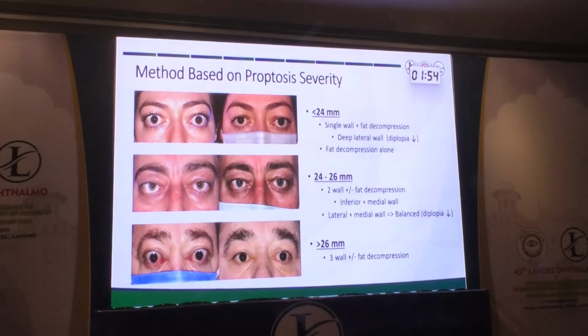The decision for which walls to remove is based mostly on the severity of the proptosis. If proptosis is less than 24 millimeters, we can do a single wall decompression together with fat decompression, and usually we prefer the deep lateral wall to avoid diplopia. If it's more than that, between 24 and 26, we can use balanced decompression. If it's higher than that, we probably will need a 3-wall decompression, and we can always combine bony decompression with fat decompression.